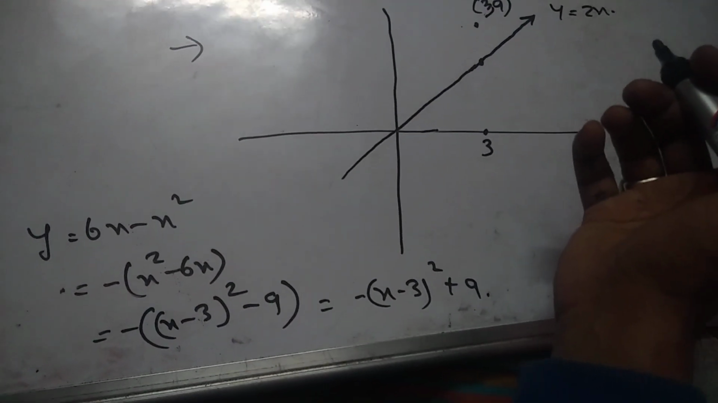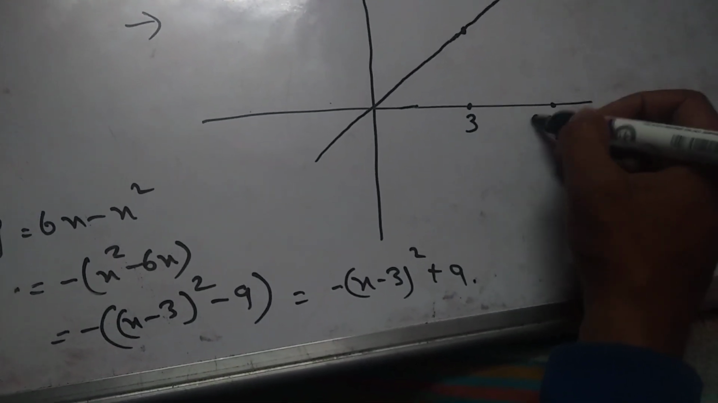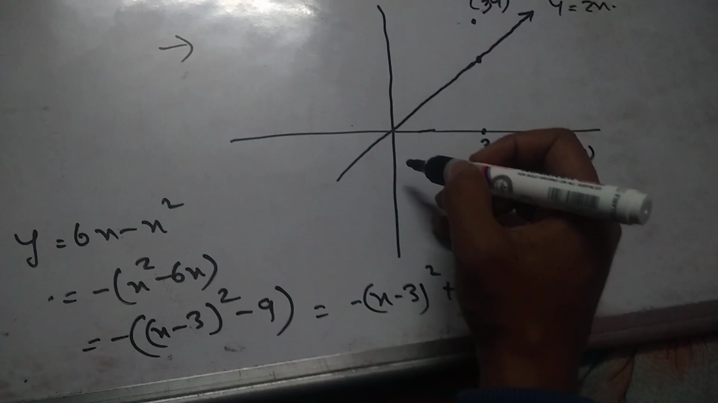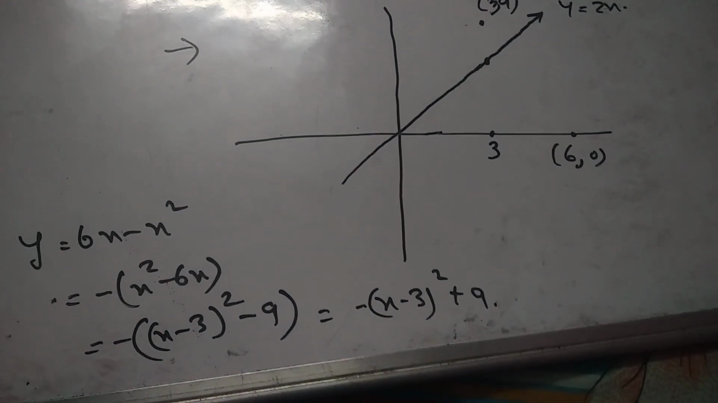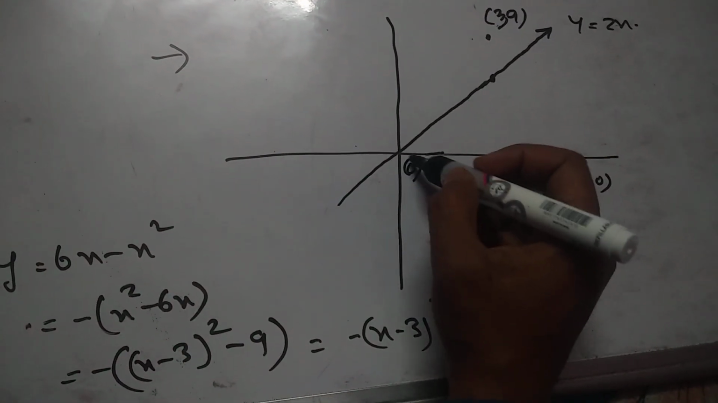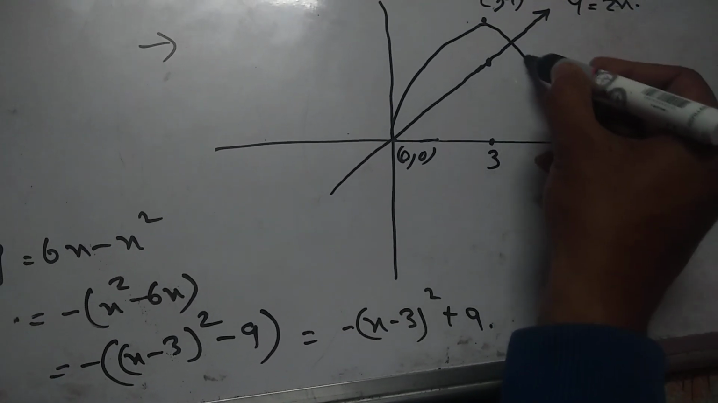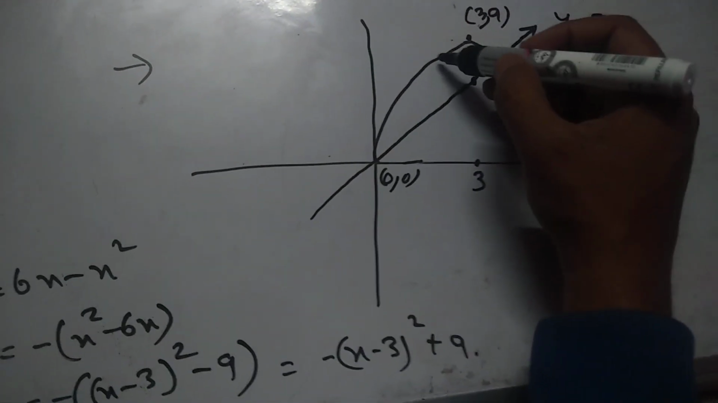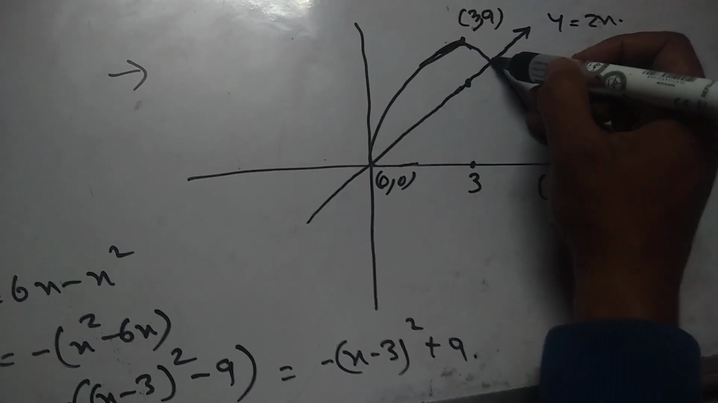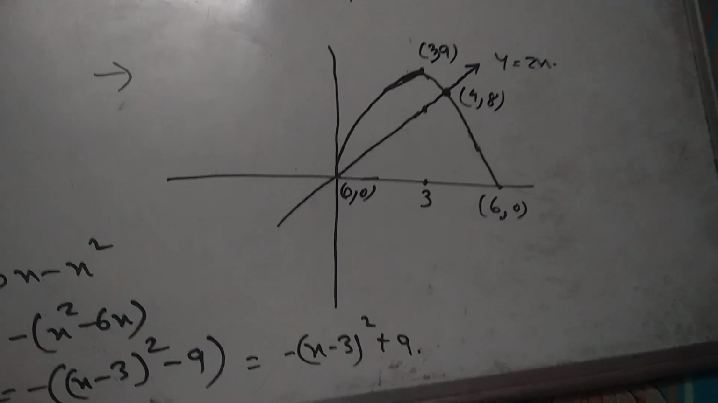And if you put x equal to 6, we get 0. And if you put x equal to 0, you get 0, right? So the parabola is somewhat like this, not exactly. And what is this point? You can calculate it, it's (4, 8). I have calculated it already.